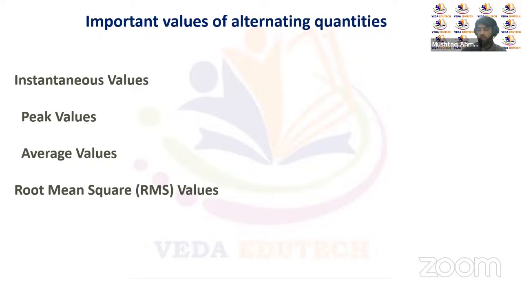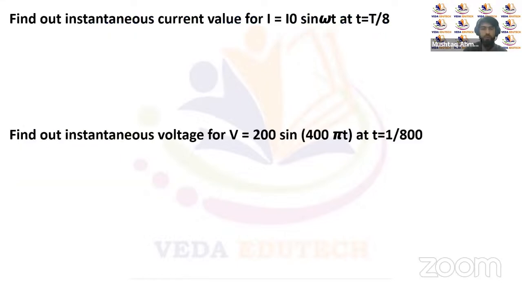One of the important concepts or terms that we study in this AC chapter are the instantaneous values, peak values, average values, and the RMS values of an AC current. So these are some of the different quantities of an alternating current that we have to calculate in this chapter. We'll be discussing all these quantities one by one.